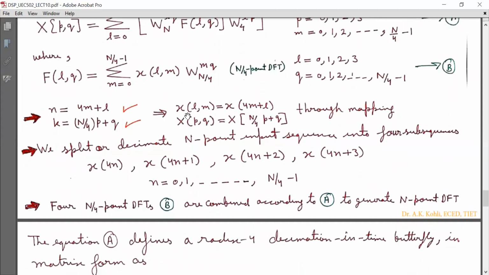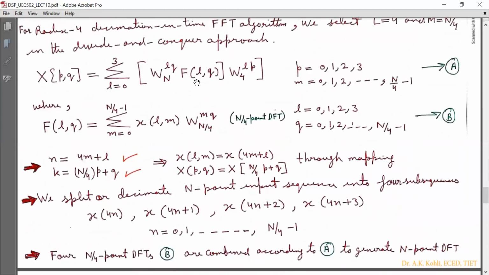Now here, look at this. XLM is equal to X4M plus L. So we split or decimate the N-point input sequence into 4 subsequences according to this, that is X4N plus 0, X4N plus 1, X4N plus 2, X4N plus 3, where n is changing from 0, 1 to N by 4 minus 1.